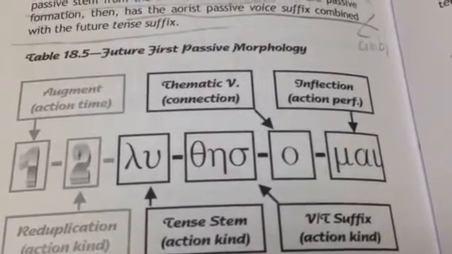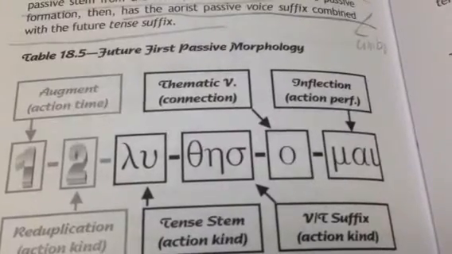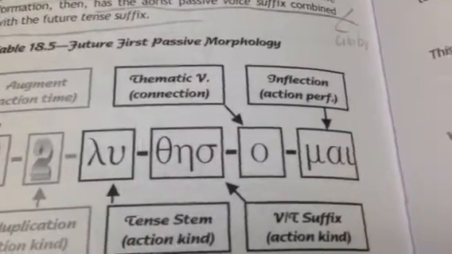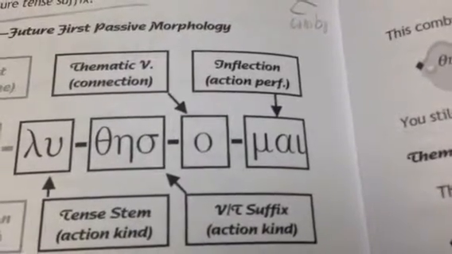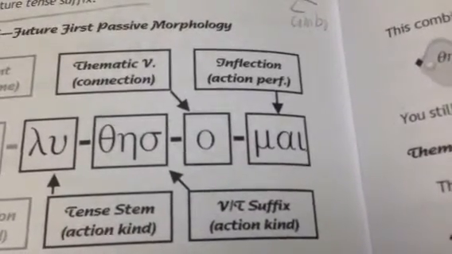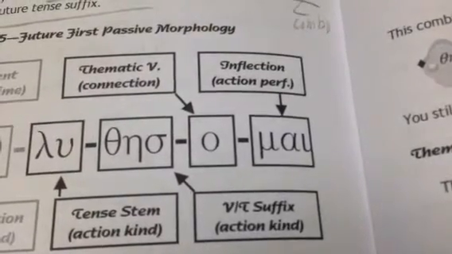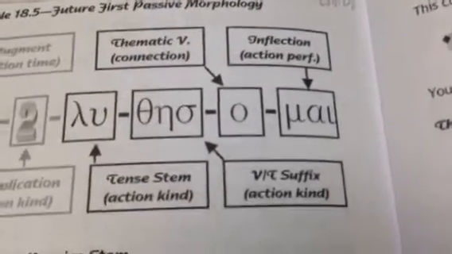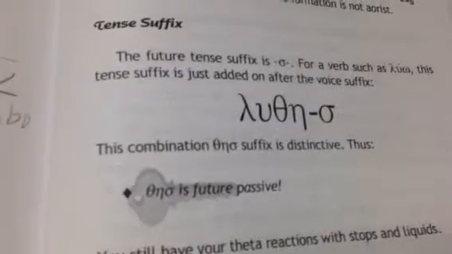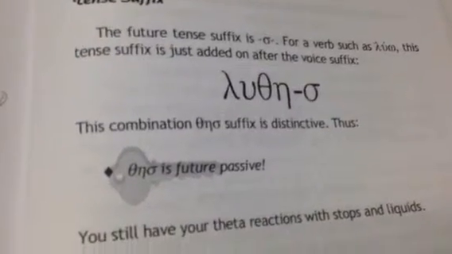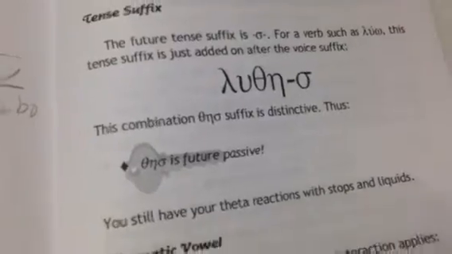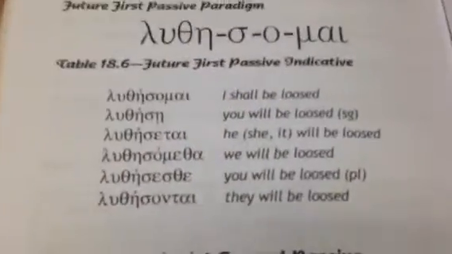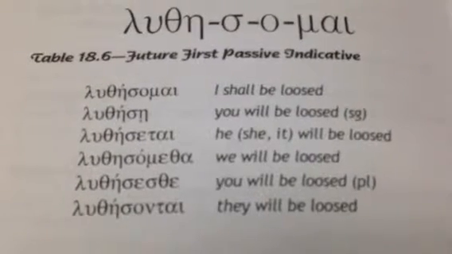Now we no longer have the eta exposed, so we will have to use the thematic vowel. And the good news is we are in fact using passive inflective endings here, as opposed to what we saw with the theta eta, the aorist passive. All right, so we call this the future first passive stem. Okay, so theta eta sigma, when you see that, you have a knee-jerk response and say, oops, that's a future passive.